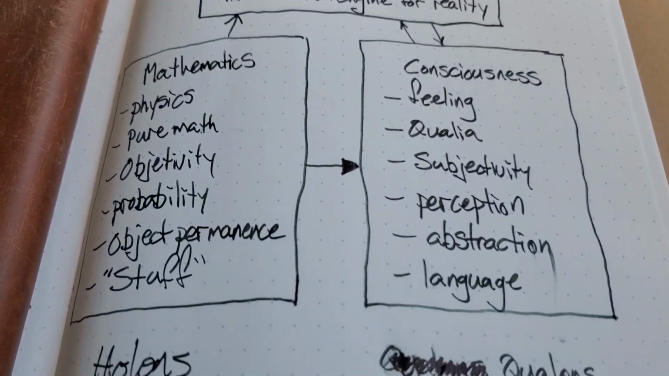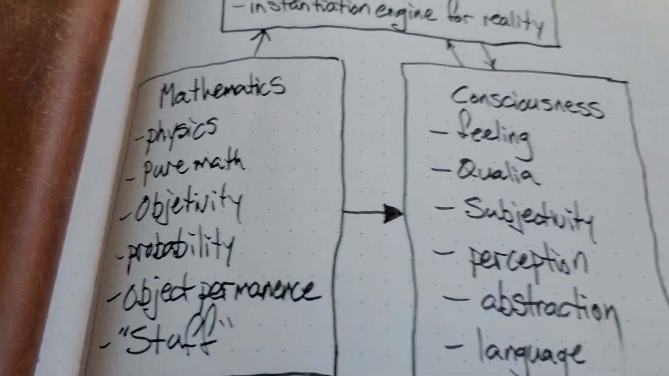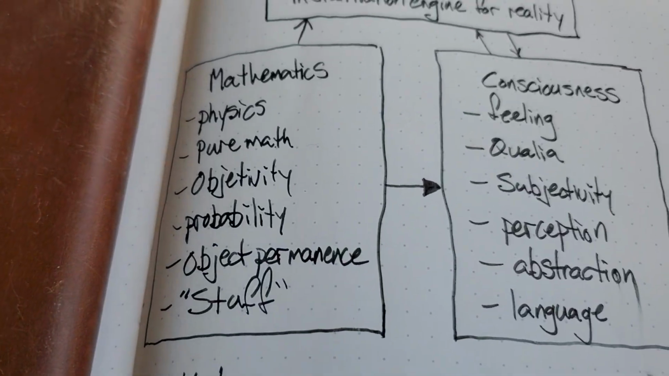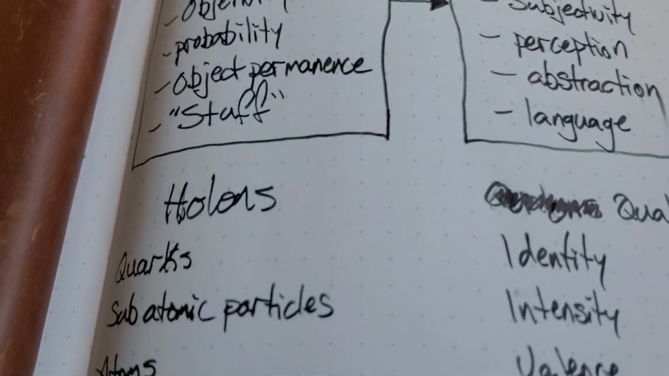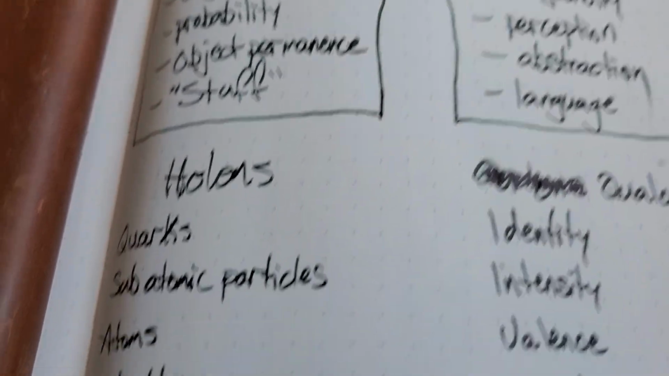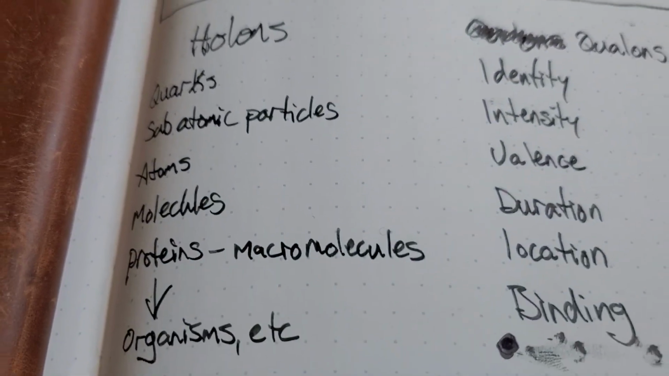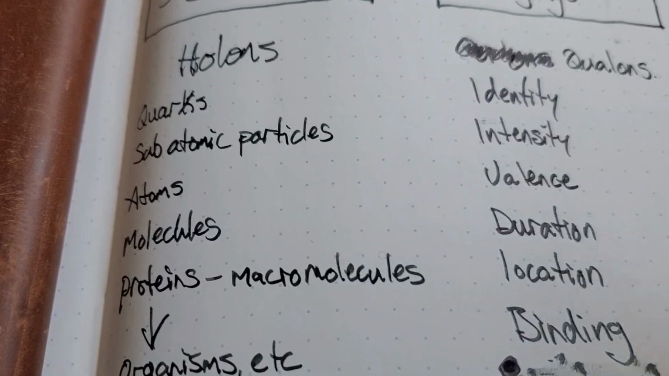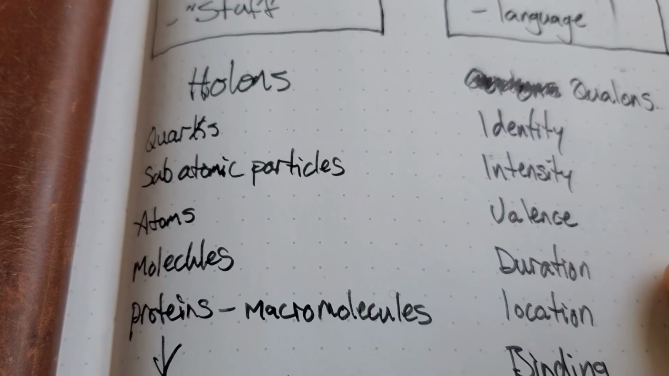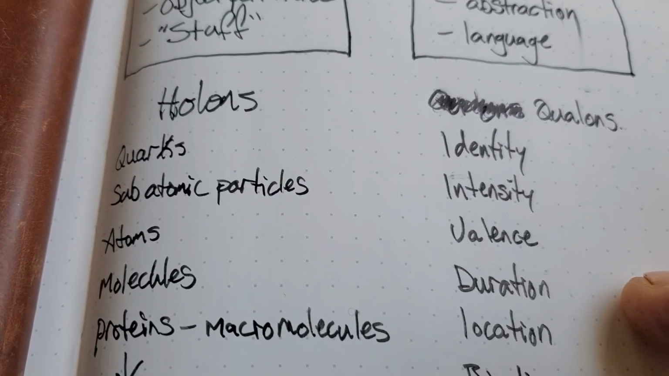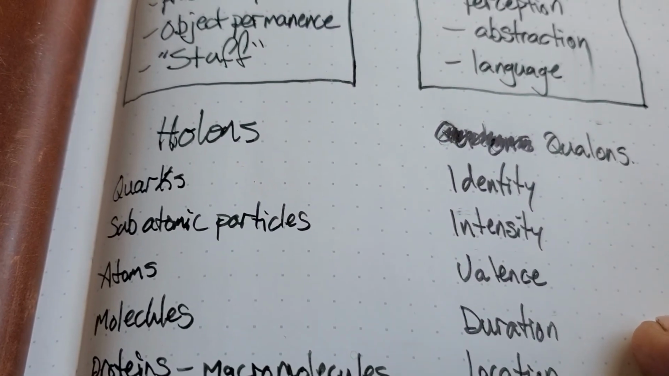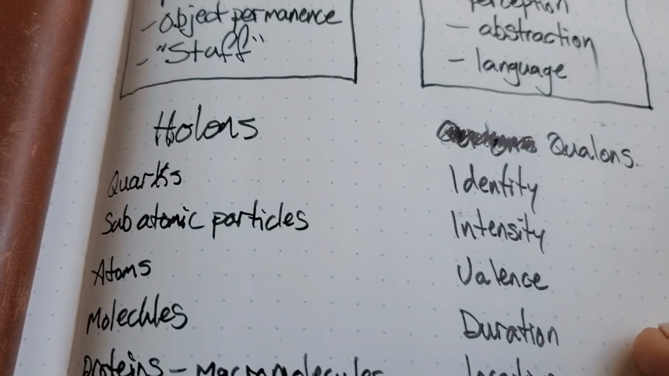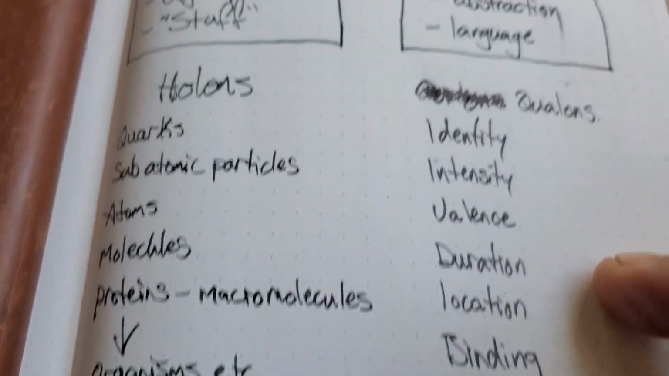And so I call these two things right here, mathematics and consciousness, classons. A classon is basically like a holon, except it's a class of things. So let's actually start down here with what are called holons. Holons could be almost anything, but they have two interesting properties. They're both a whole thing, and they're also part of something larger.